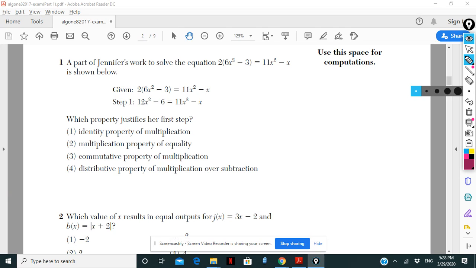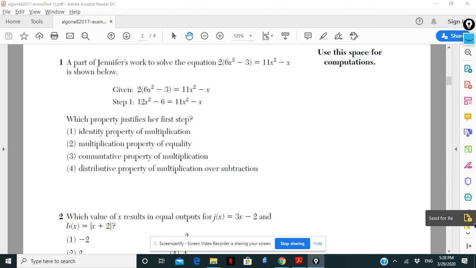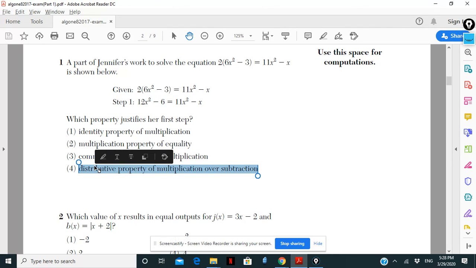The name for this property is the distributive property. So in that case, the answer should be number 4. Distributive property of multiplication over subtraction. So that's exactly what happened.